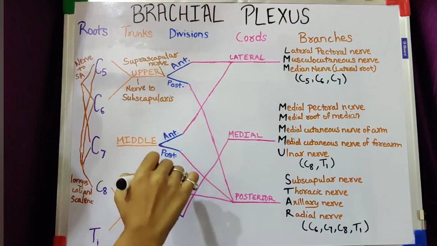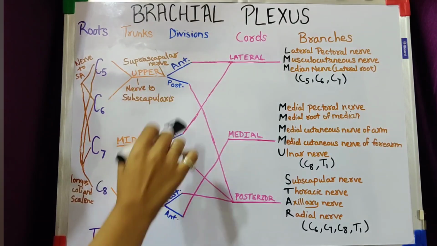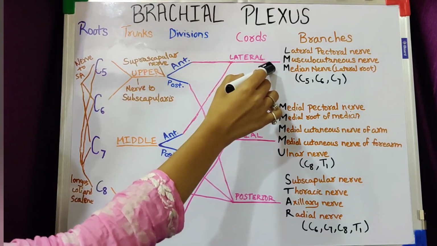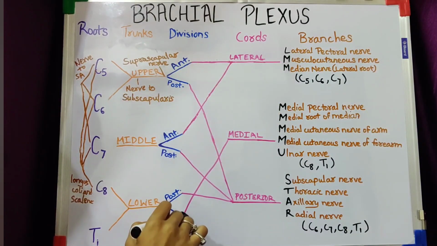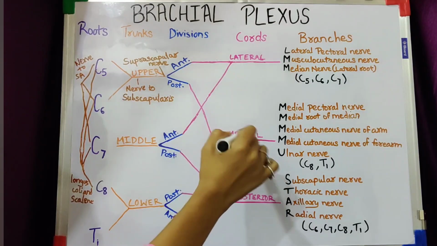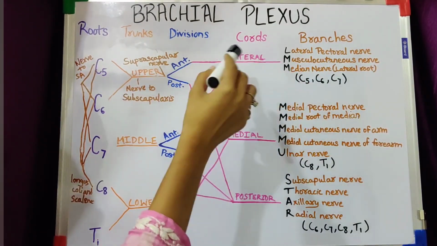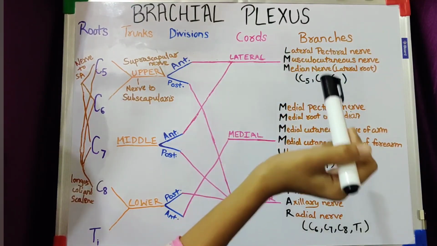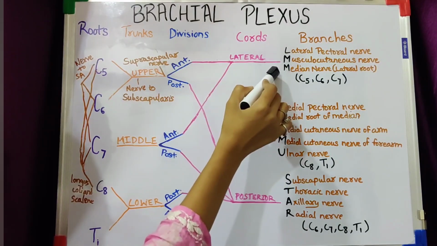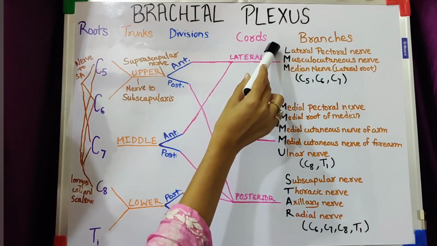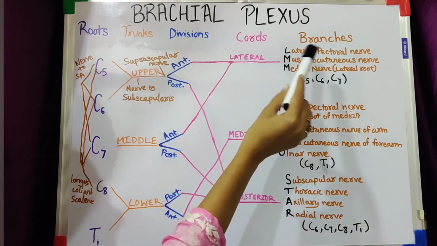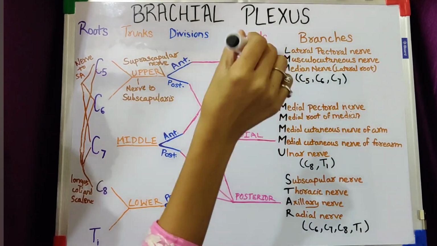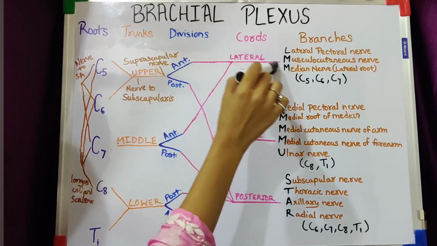The posterior divisions of all the 3 trunks form the posterior cord. Anterior division of the upper and middle trunk forms the lateral cord, whereas anterior division alone of the lower trunk forms the medial cord. Now coming to the branches, each cord gives rise to a number of individual nerves that supply a number of muscles. So the lateral cord gives rise to 3 branches, that is, you can remember it as L, M, M. The L refers to lateral pectoral nerve, M is musculocutaneous nerve and median nerve. So these 3 branches are given by the lateral cord.